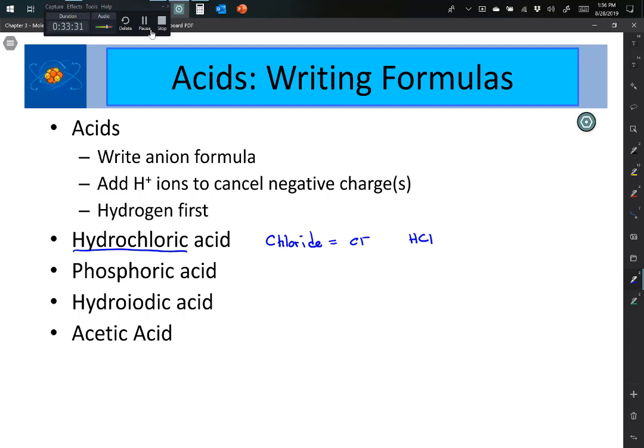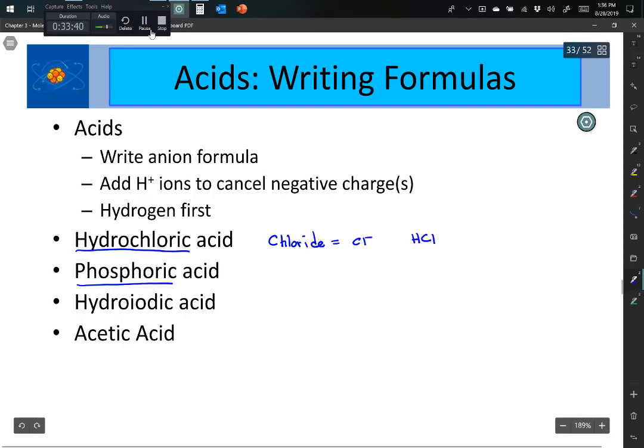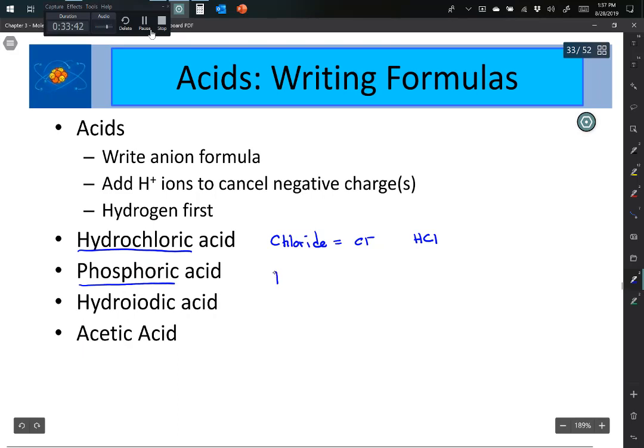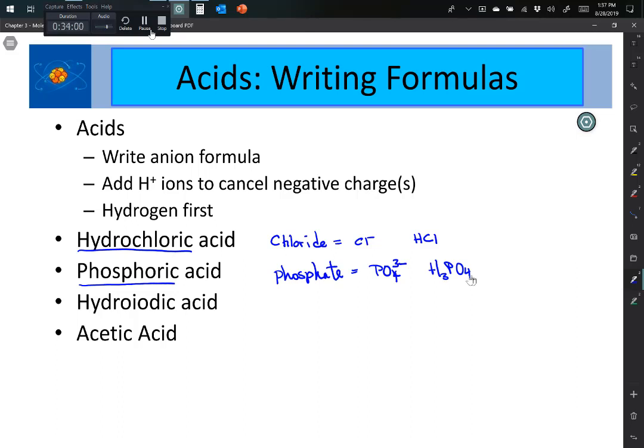Okay, phosphoric acid. So ic goes with what? 8, okay? So it goes with 8, so that's phosphate. What's phosphate? PO4 3 minus. So the formula for the acid is H3PO4. Because to make it a neutral compound, you have to have 3 positives over 3 negatives.